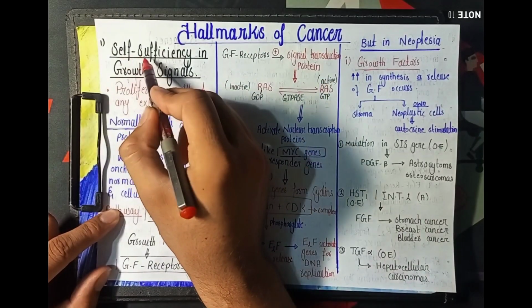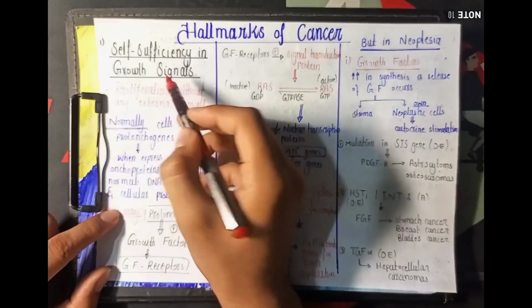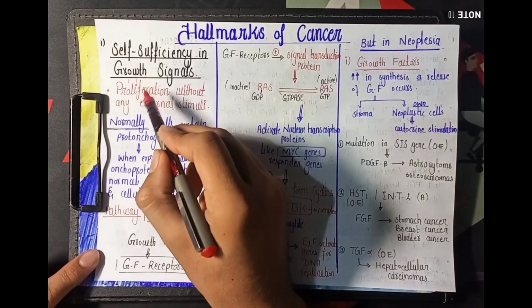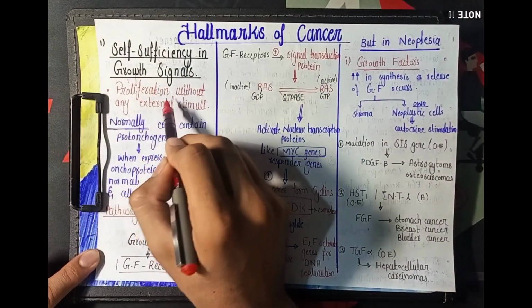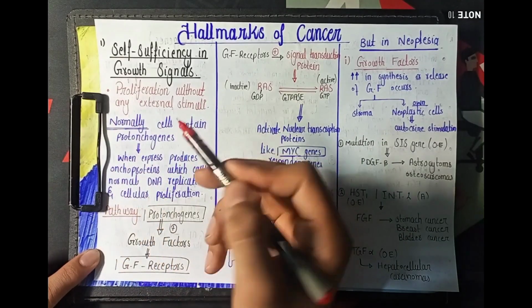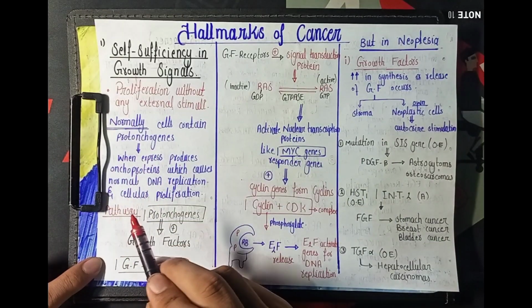So the first one is cell self-sufficiency in the growth signal. Self-sufficiency means that the neoplastic cell proliferates without any external stimuli or without any growth factors.